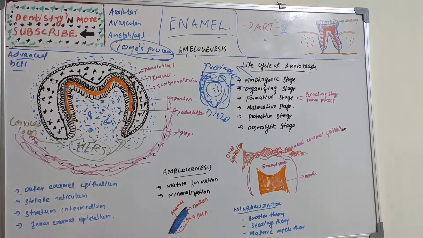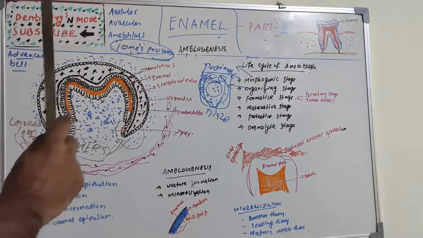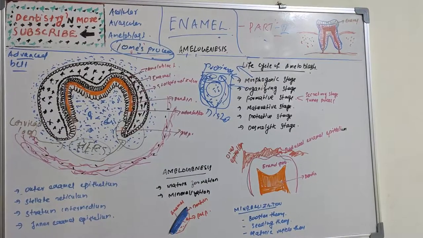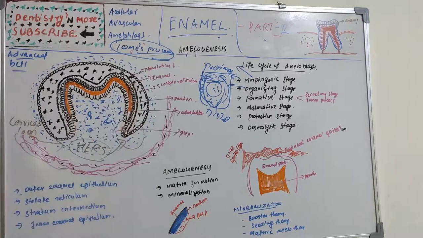So what is the function of reduced enamel epithelium? It is to protect the mature enamel from degeneration until the tooth erupts. Okay, that is the basic function of reduced enamel epithelium. Now we move on to amelogenesis. Amelogenesis is on the basis of ultrastructure and composition. There are two processes happening, that is matrix formation, the organic matrix formation, and mineralization.